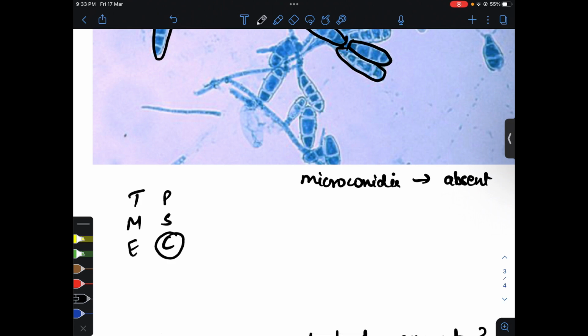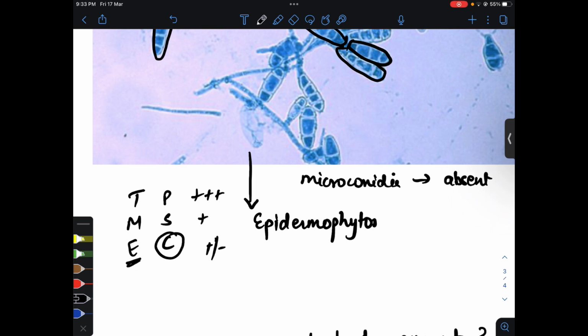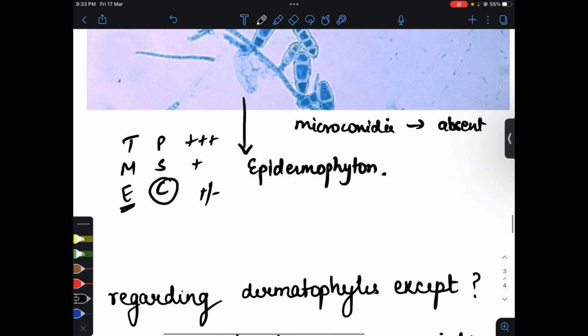So club shape is seen in Epidermophyton, in which microconidia is plus minus, where first lots, then decrease, and then plus minus. So this one is the image of Epidermophyton. So this is the image.